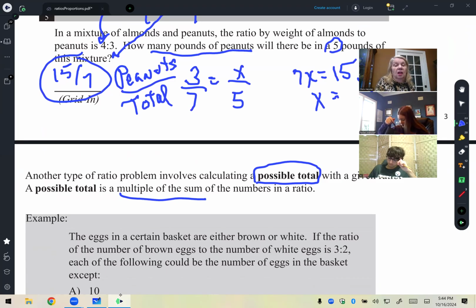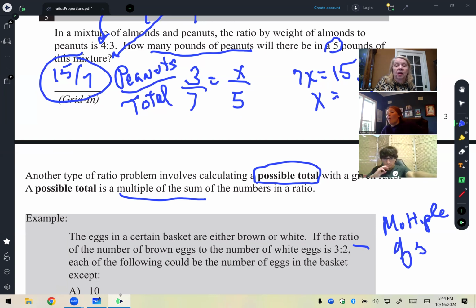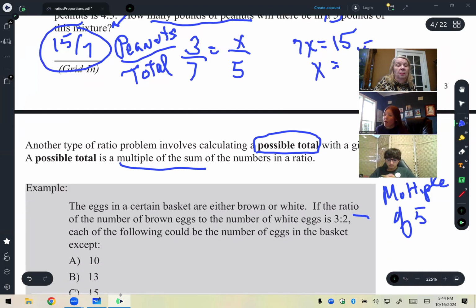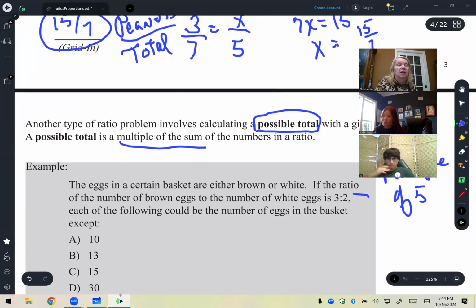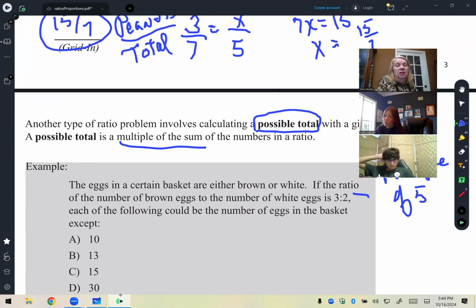So the eggs in a certain basket are either brown or white. If the ratio of the number of brown eggs to the white eggs is 3:2, you see the eggs have to be a multiple of 5, or I'm going to have scrambled eggs. Each of the following could be the number of the eggs in the basket, except which one, Jace? Which one is not divisible by 5? 13. Very good. Thank you, College Board, for 10 points.